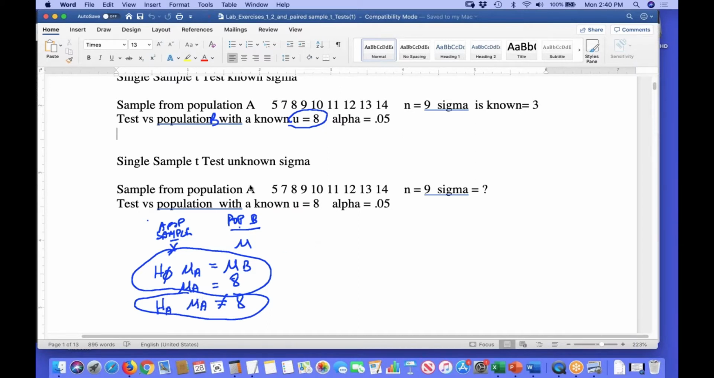Well, I don't know the mean for population A, but I do know the mean for the sample from population A, and I know the sample size that I drew from it. And in this case, I also know the standard deviation is equal to 3. So now I have to say to myself, how can I show if these are different enough that I can reject my null hypothesis?